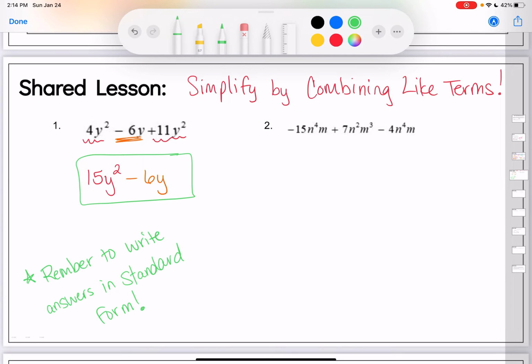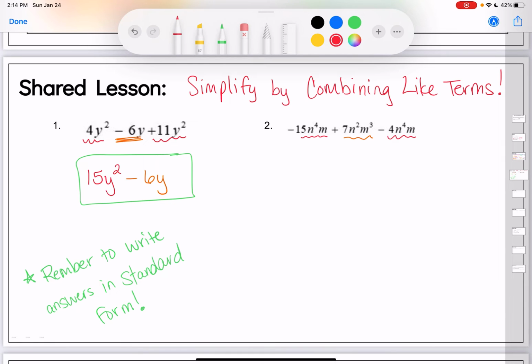Okay, let's look at number 2 here. Definitely trickier, but remember, like terms have the exact same exponents and the same variables. So if I look through this, I have an n to the 4th m. I have an n squared m to the 3rd. That's definitely different, right? Those are not the same variables. Well, they're the same variables, excuse me, but they are not the same exponents on those variables, so they are different. But the next one, I have another n to the 4th m, so that is a like term with my first one. So I have negative 15n to the 4th m and negative 4n to the 4th m that I am going to combine.